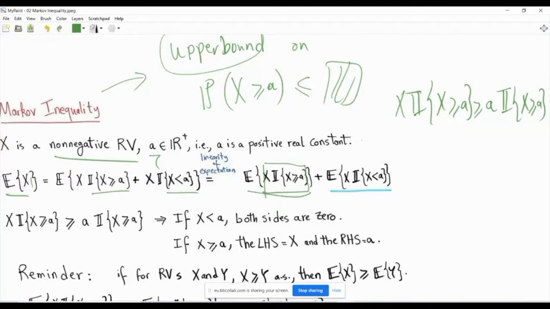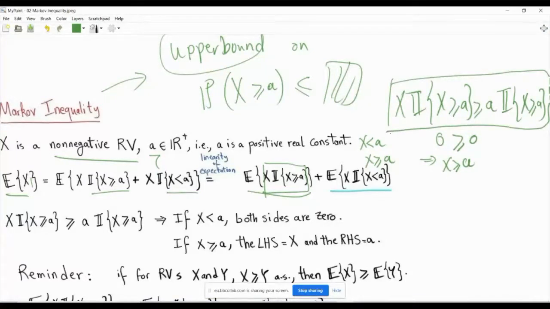The first case is that x is less than a. If x is less than a, both indicators are equal to 0, and we have 0 greater than or equal to 0, which is a valid mathematical statement. Now, if x is greater than or equal to a, then the indicator is 1, and basically we have from here that x is greater than or equal to a. Again, it's a perfectly valid mathematical statement. So this inequality is true for any real number x.